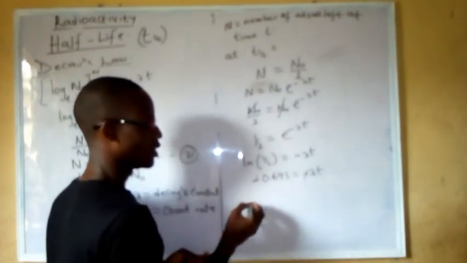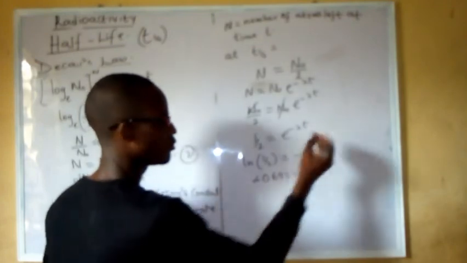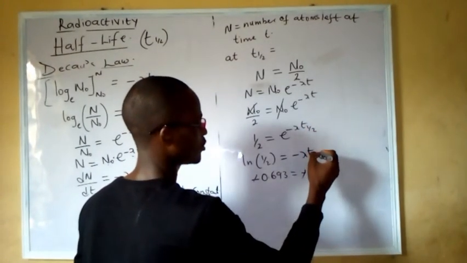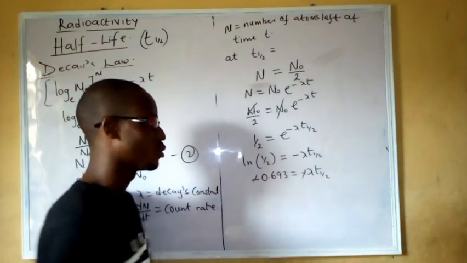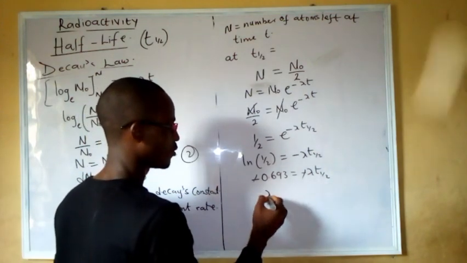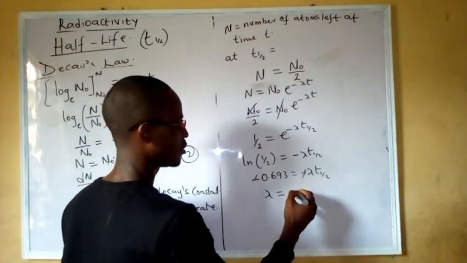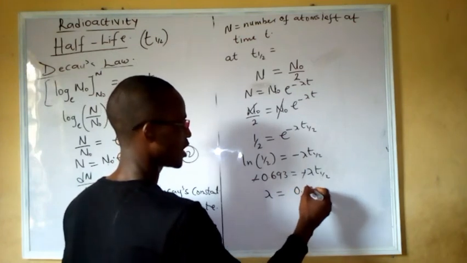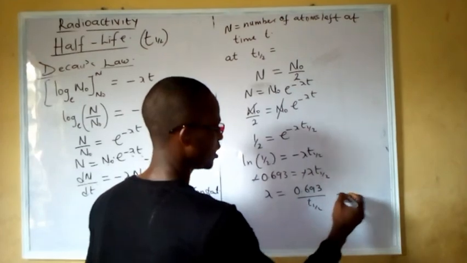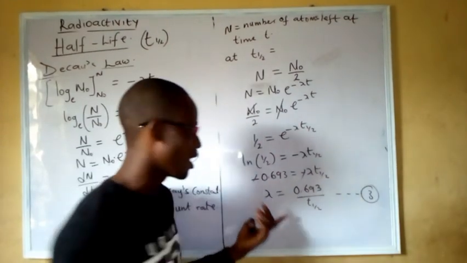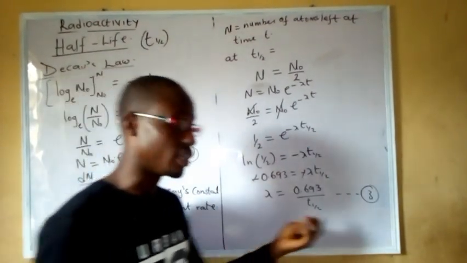So this goes with this, dividing both sides. Don't forget this is at t half, so this t is going to be the half-life. Making lambda the subject of the formula, we're going to have 0.693 all over t half. And this is the relationship between half-life and the decay constant.